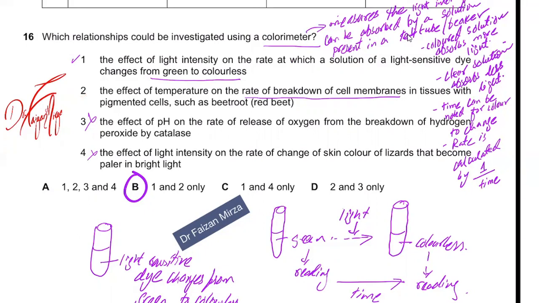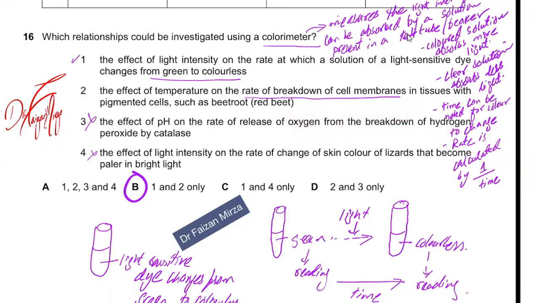3. The effect of pH on the rate of release of oxygen in the breakdown of hydrogen peroxide by catalase. There is no color here. This is all colorless. So initially it's colorless, and the final thing is colorless as well. What difference will you see? You will see none. There will be no difference in the color intensity or colorimeter reading.